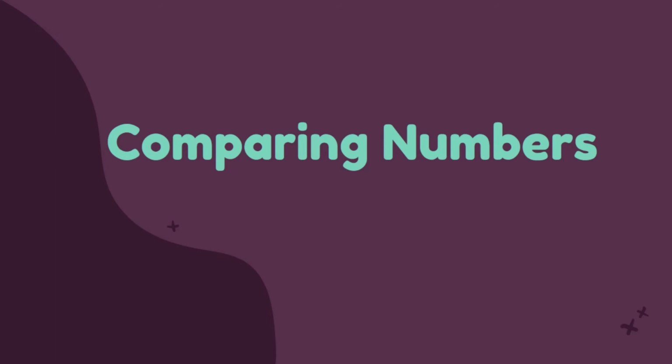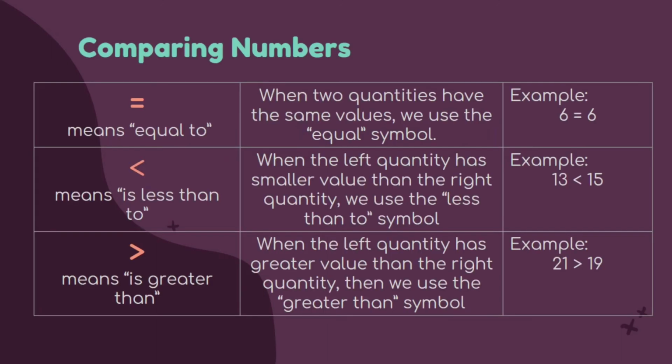Let us first define comparing numbers. What do you mean by comparing numbers? When we say comparing numbers, we will identify which number is greater and which is smaller. So we use symbols to show the relationship between two compared numbers. These symbols are placed between them. What are those symbols? These are those symbols. The first symbol means equal to. When two quantities have the same values, we use the equal symbol.